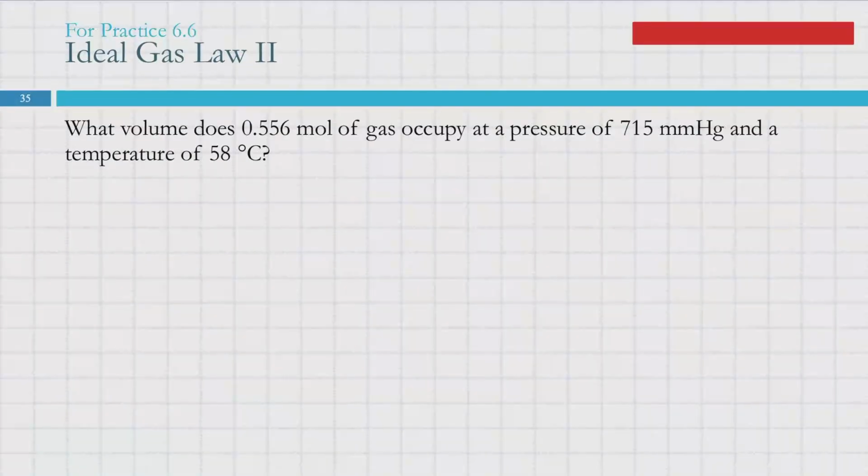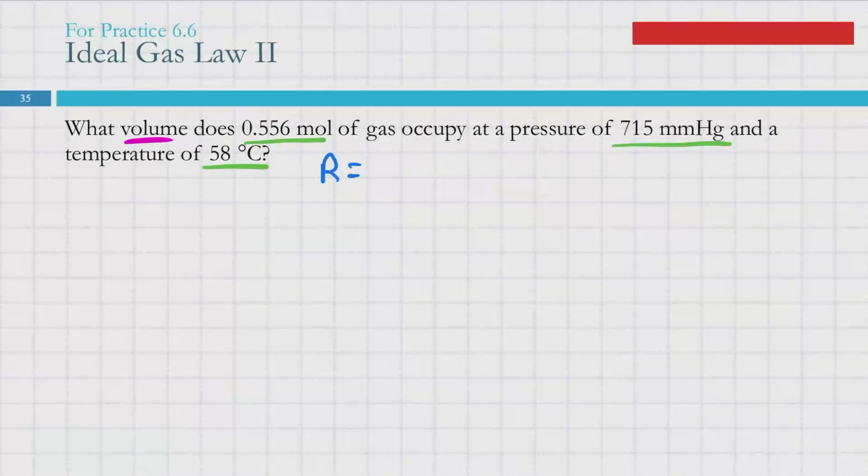Here's a more realistic example of an ideal gas law problem. What volume, so we're finding volume because volume is right next to our question word, does about a half mole of gas occupy at a pressure of 715 millimeters mercury and a temperature of 58 degrees Celsius? This is the other thing that can be a little bit annoying, a little frustrating, a little bit rote about doing ideal gas law problems, is that we often have to convert units.